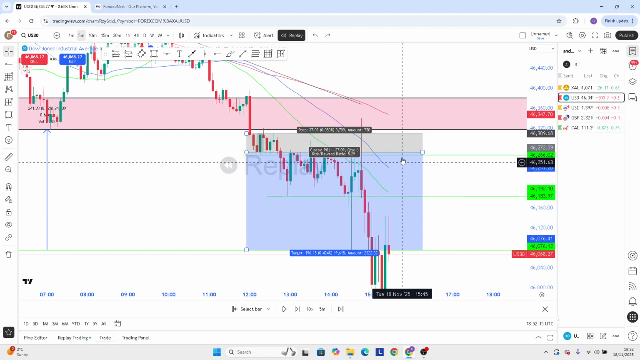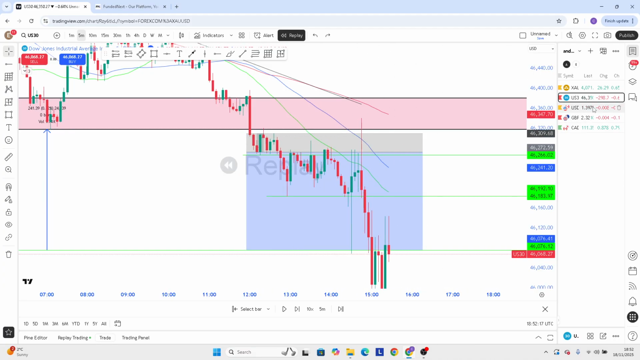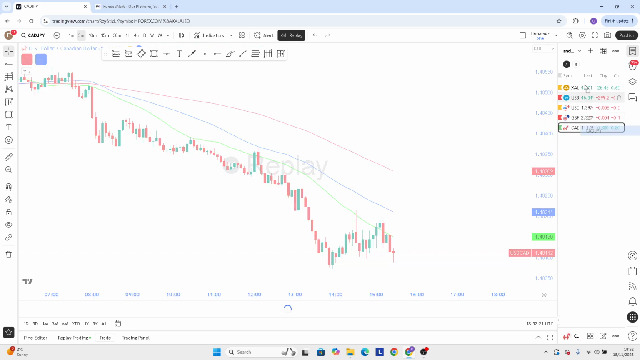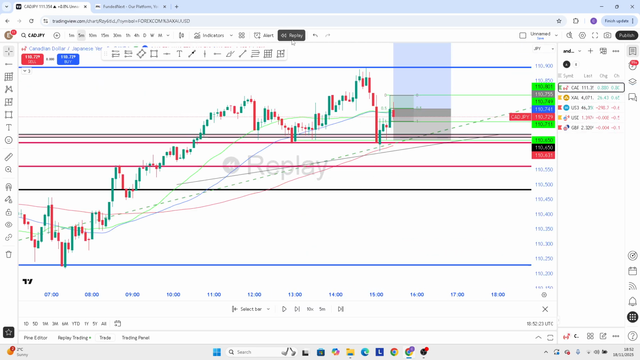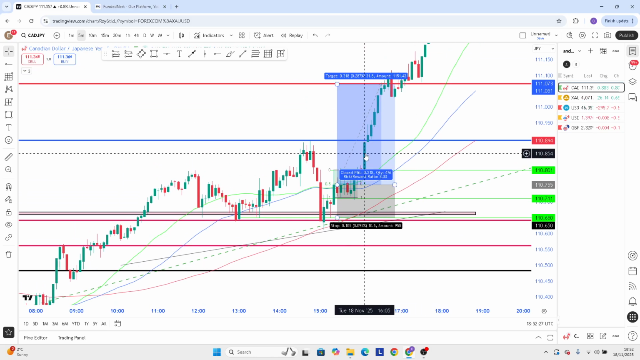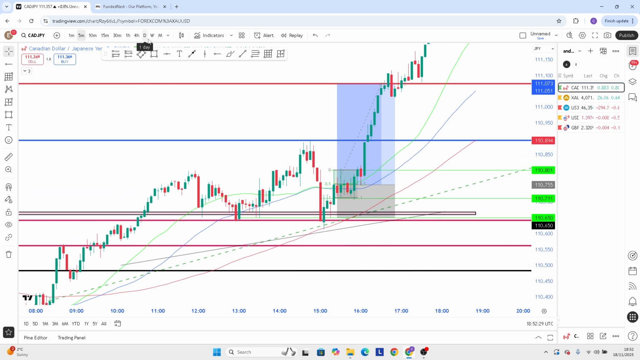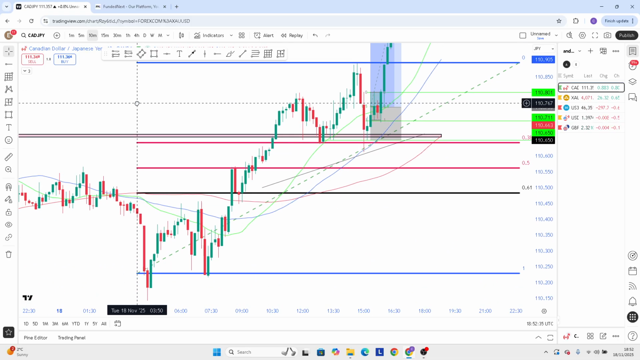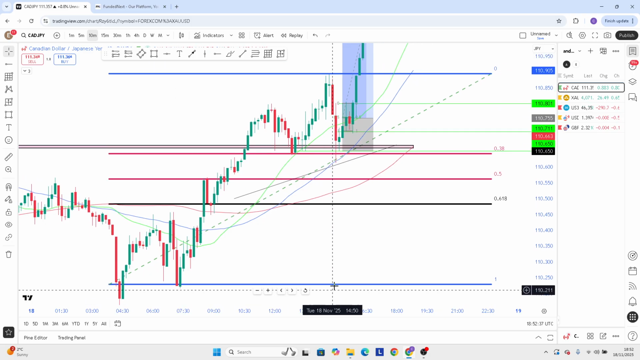Unfortunately, this wasn't that much of a loss. What's annoying me is this. This is what's annoying me. I somehow made this a losing trade, a 10 out of 10 setup. This was a 10-minute time frame setup.